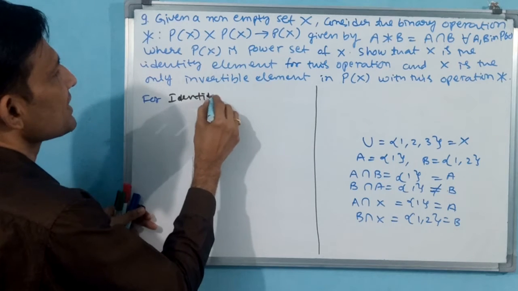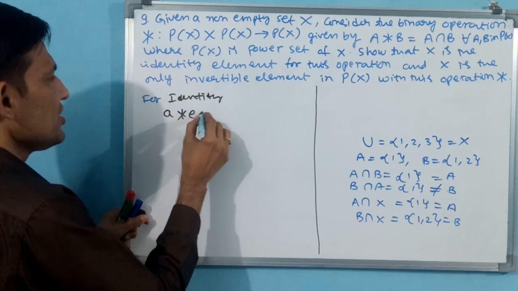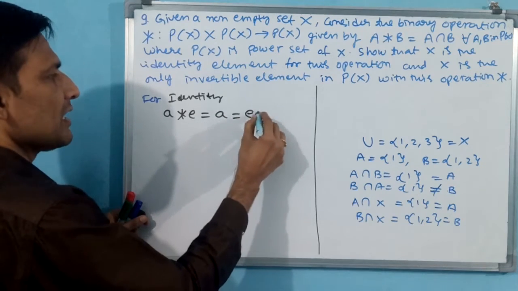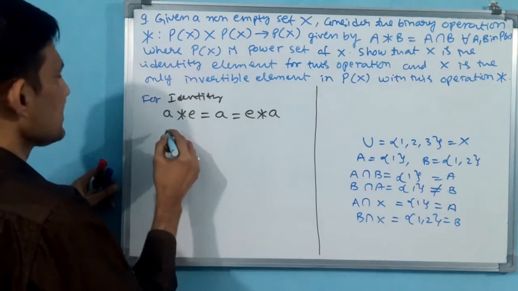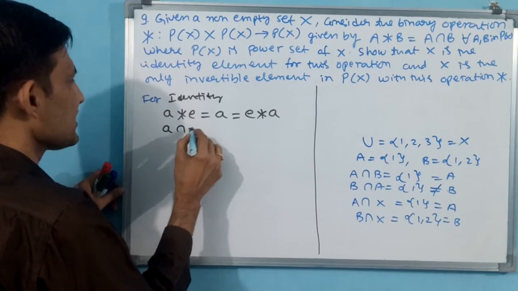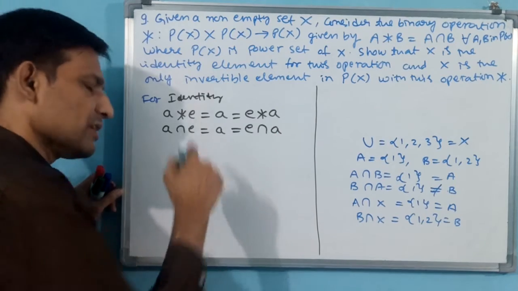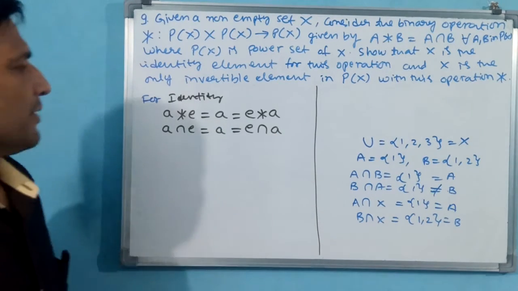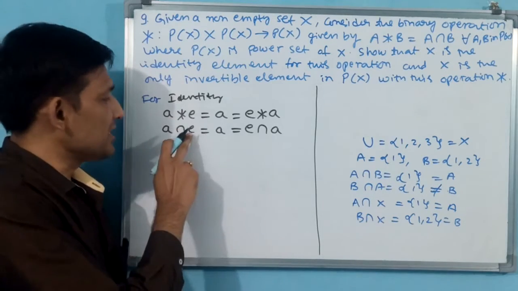For identity. First identity asked, no? A star E should become A and also E star A should become A. Here star is what? Star is intersection. That means A intersection E should become A, and E intersection A also should become A. Now here we have to find identity, which means we have to find E.